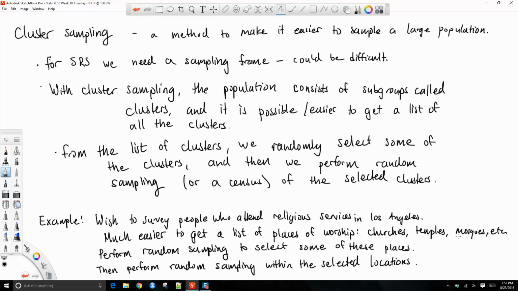Okay, and that would be cluster sampling. So here it's easier to get a list of these different places, and then you can perform sampling there. Or let's say you wanted to get a random sample of students. Rather than trying to hunt down every single student individually, it'd be much easier to get a list of all the schools, which is where the students would be found. Then you would randomly select some of those schools from your list, and then perform sampling within those selected schools. Make your life a little easier.